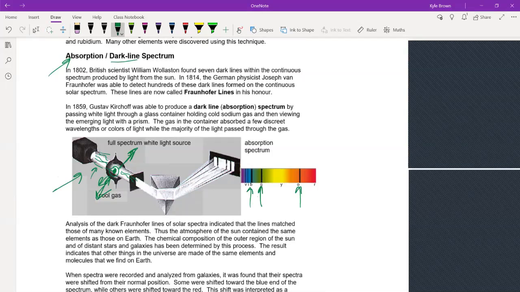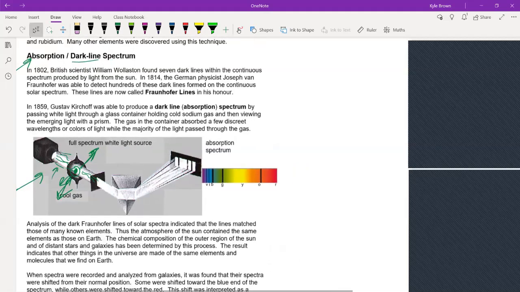And everything else we know, there are no different elements. It seems like everything in the universe is made of the same stuff that we have right here on Earth. The other big part, if you remember from Physics 20, is the Doppler shift. They noticed that all of these absorption lines on distant stars were shifted over. So this line would be here and this line would be there, or even farther. That's called a red shift.